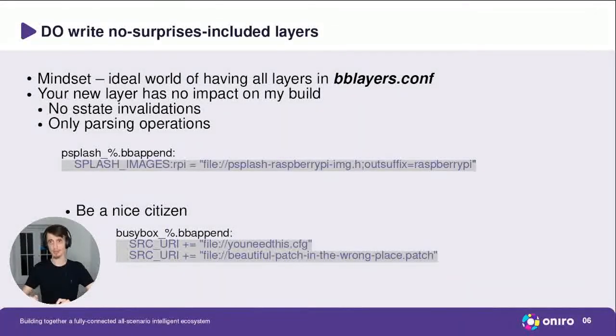This bb append defines the splash image for the Raspberry Pi machines. Now it does that by using an override called RPI. And in this way, if you keep building for QEMU x86-64, for example, you're not going to be enforced with the splash that is Raspberry Pi specific and hence not relevant for your machine. If you have a layer that provides a BusyBox bb append that in turn provides a specific configuration, this shouldn't apply by default without using any kind of flexibility.